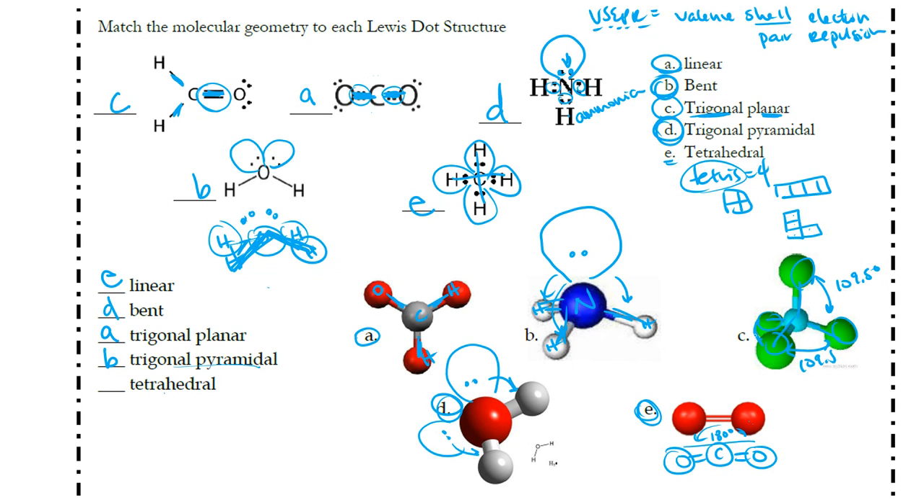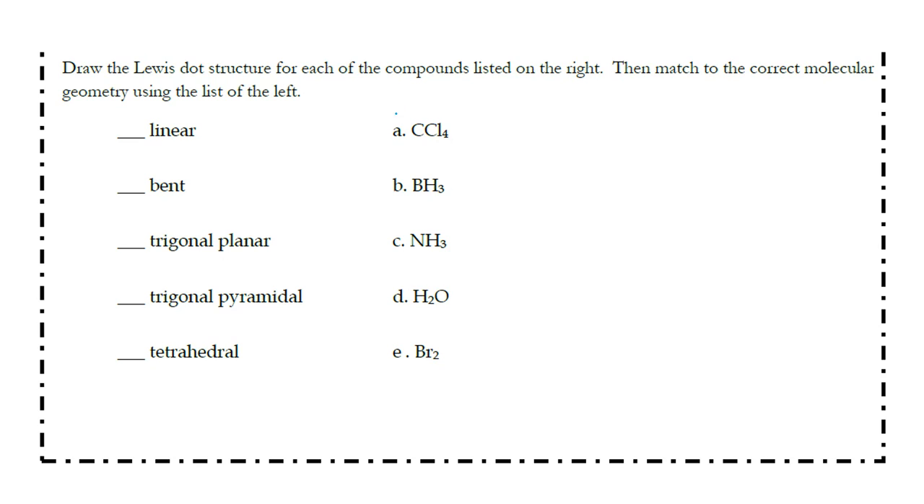109.5. Between here and here, 109.5. Here to here, 109.5. So this guy is going to be called tetrahedral. Let's do one more slide.